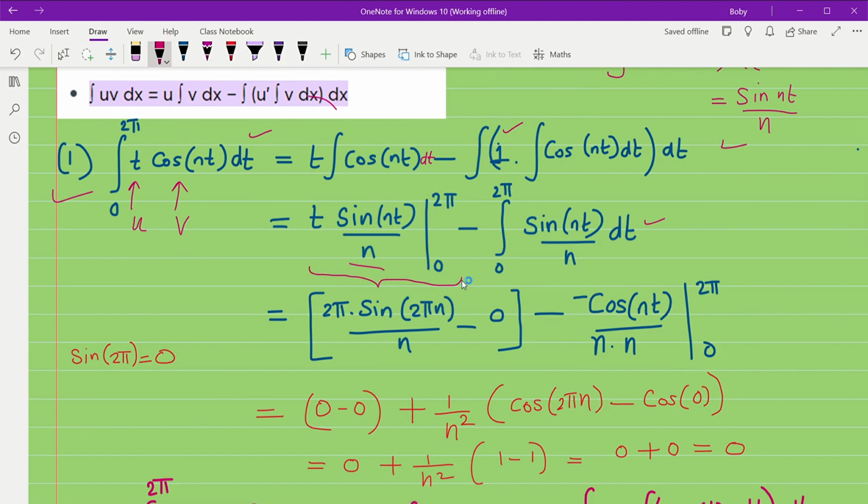We can apply the limit. The upper limit here is 2 pi. So this will become 2 pi sin n 2 pi.